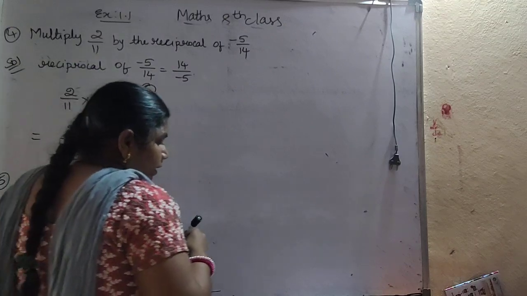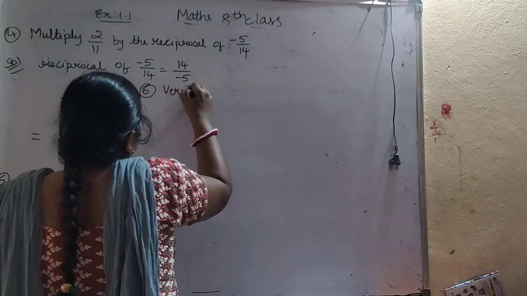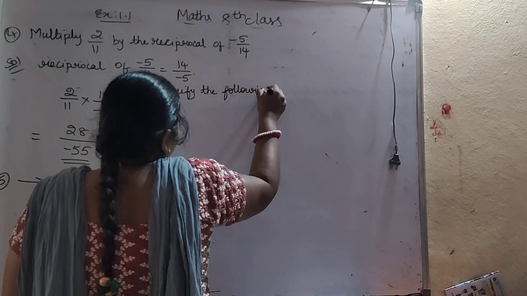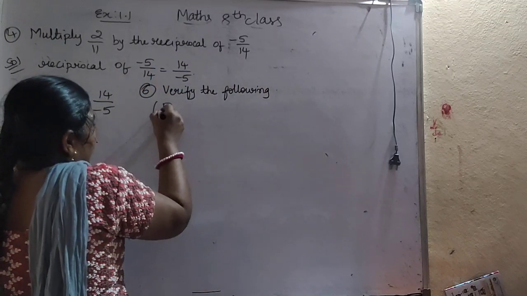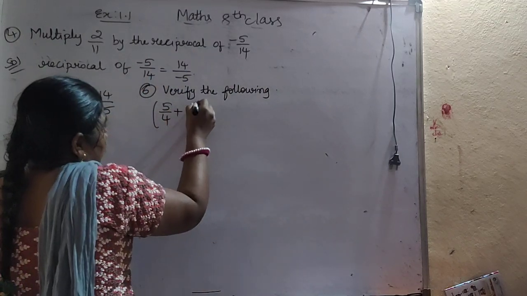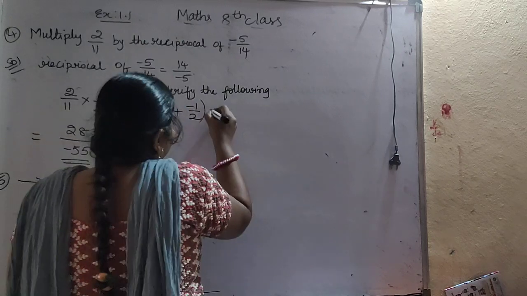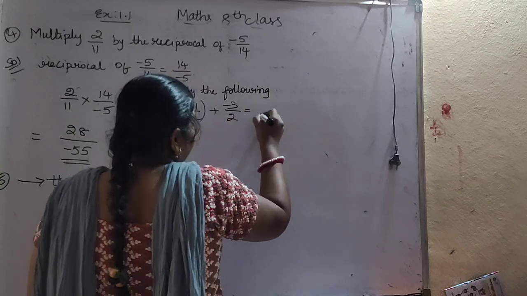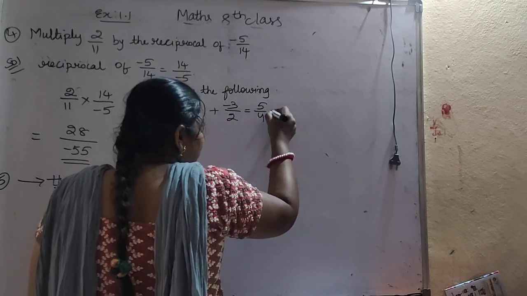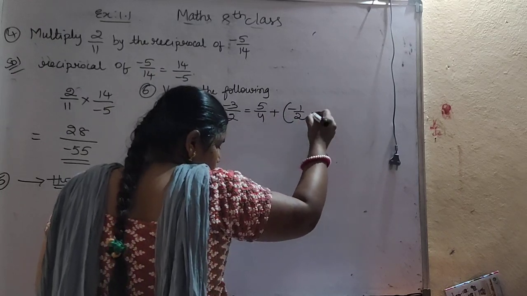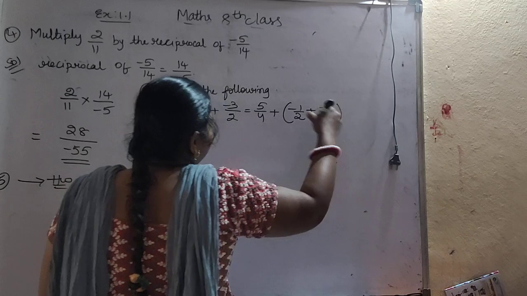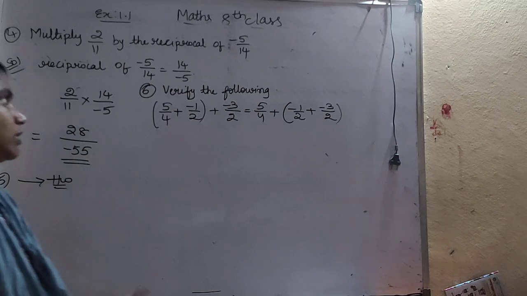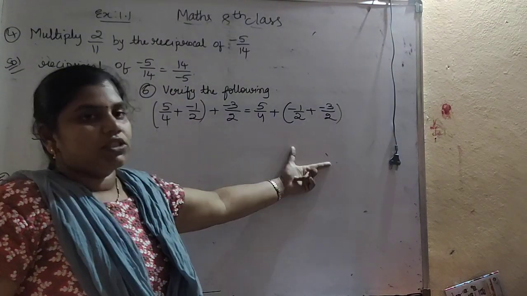Verify the following. So what is the question here? 5 by 4 plus minus 1 by 2 plus minus 3 by 2 is equal to 5 by 4 plus minus 1 by 2 plus minus 3 by 2. If you see this, this is in the form of the associative property. So we have to solve this. After solving, the LHS part and RHS part should be the same.